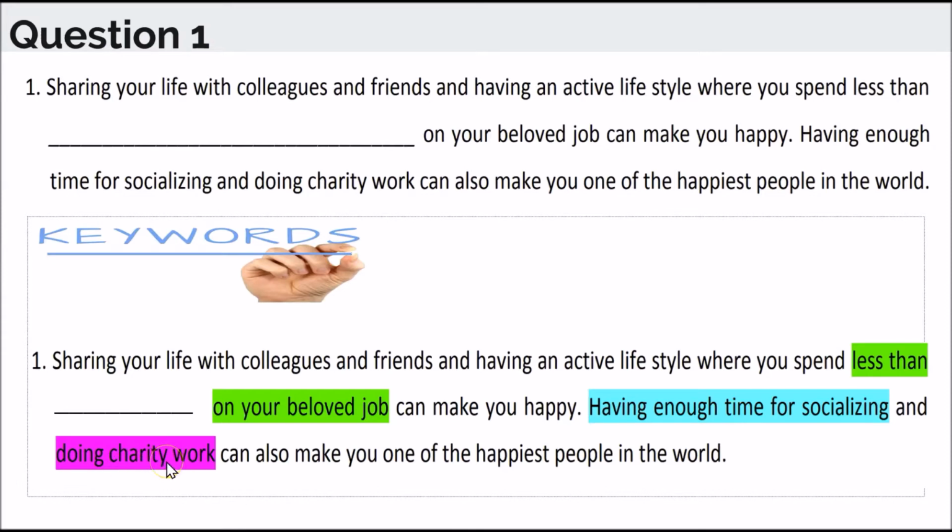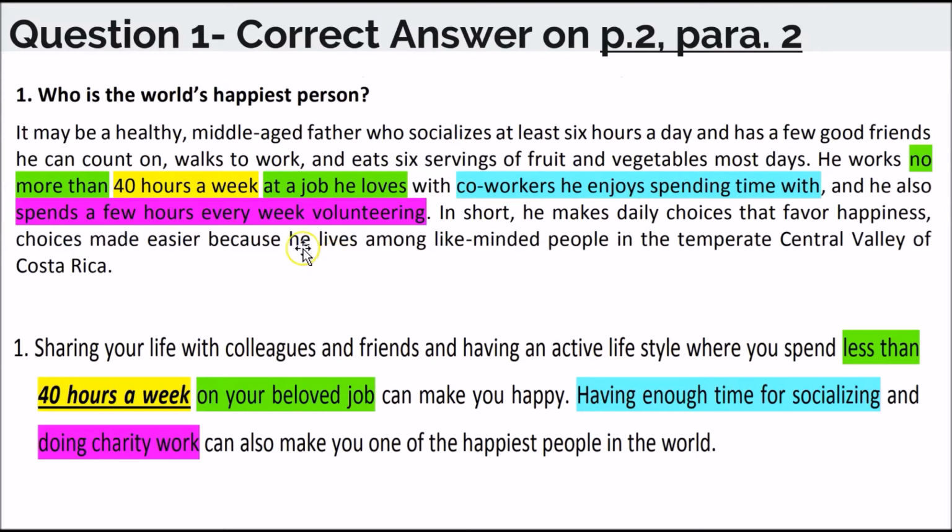charity work. These words are color-coded because, as you will see in the next picture here, on page 2, paragraph 2, there is the question with a subtitle, who is the world's happiest person? And this is what's written under. And the color-coded words or phrases are going to help you to find the answer here.